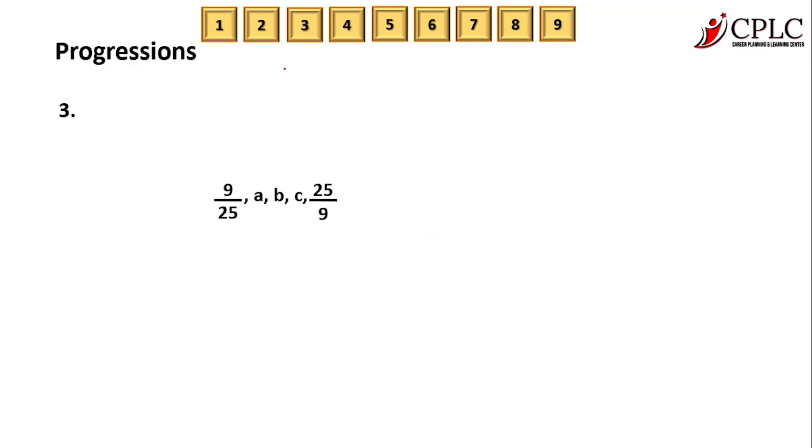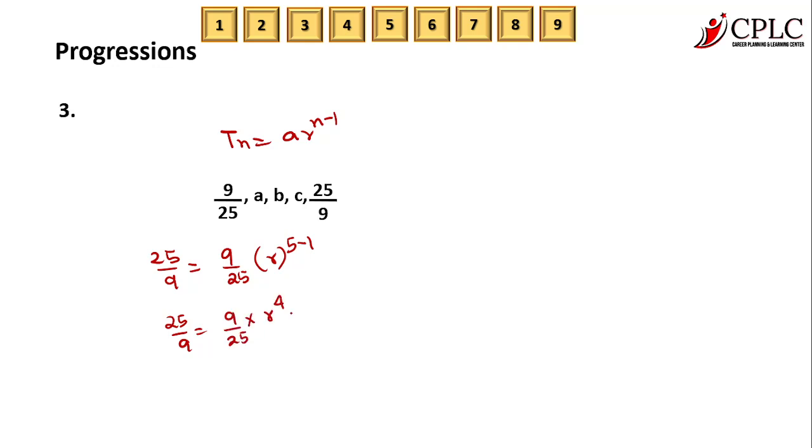Now we can use the Tn formula of a GP. If you guys remember, it is a into r raised to n minus 1. So now when you substitute, we'll do this for 25 by 9, and 25 by 9, if you see, it's the fifth term, and r is something that we do not know. So 5 minus 1 is 4 actually. So 25 by 9 is equal to 9 by 25 into r raised to 4.